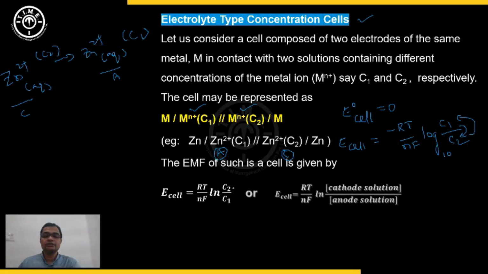Now here C2 is what? E cell is equal to RT by nF log of C2 by C1. C2 is the cathode solution. C1 is the anode solution. Thus we can calculate the EMF of the cell. So E cell is equal to RT by nF log of cathode solution by anode solution. This formula you have to remember.